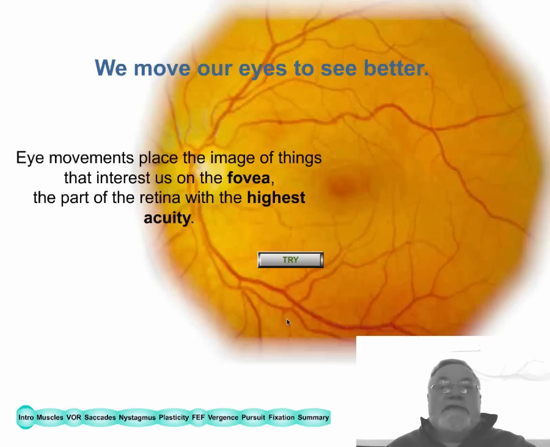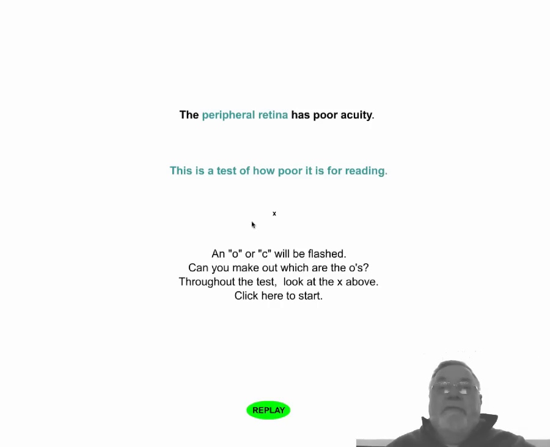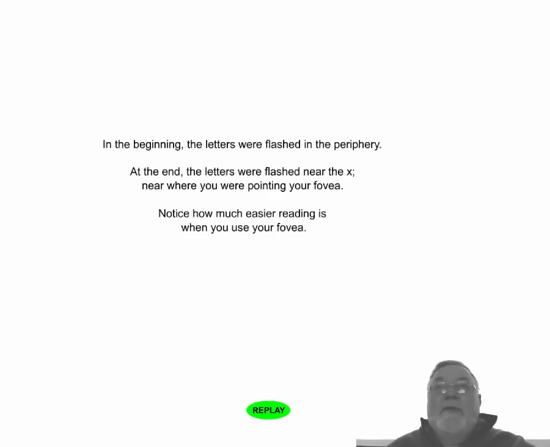So, just to try things out, again, you remember that your fovea is the part of the retina with the greatest acuity. So I want you to look at here. And where's the little clicker? Okay. Tell me whether there's an O or C. I think we'll have to try this again. But keep looking there. Okay, we'll try it again.